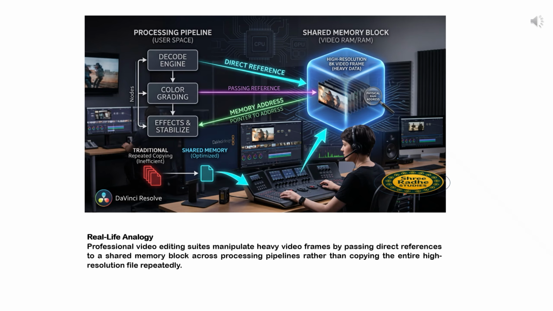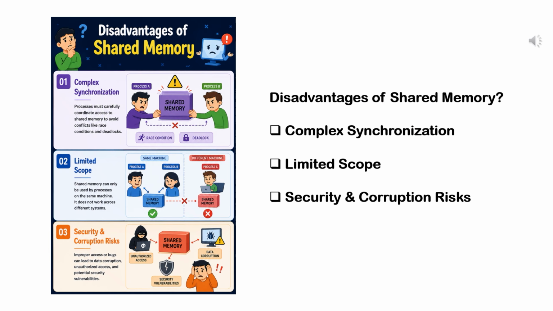Real-life analogy of shared memory advantages. Let's understand this with an example. Imagine 5 employees working on the same report. Instead of printing 5 separate copies, the company places one master copy on a conference table. Everyone simply walks to the table and reads the same document. No extra copies are needed. This saves both time and resources. Shared memory works exactly the same way. Instead of creating multiple copies of the same data, all processes directly access one shared copy, making communication much faster and more efficient.